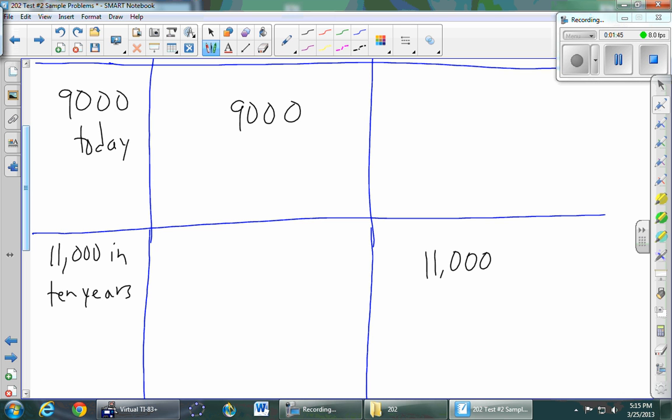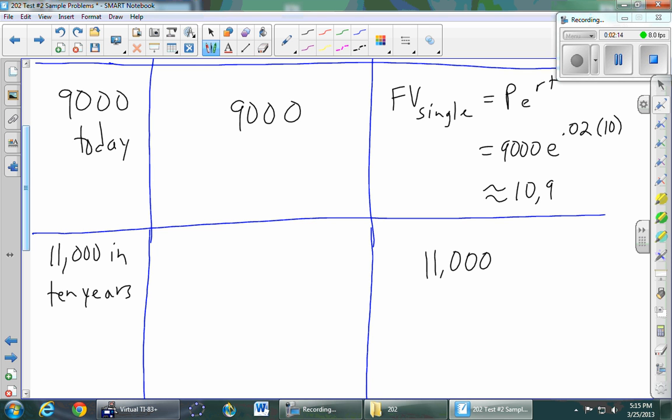So $9,000 today, future value is just a formula. Future value of just a single payment is given by P e to the rt. No calculus here, it's just a one-time thing. Calculus will come in with the 3rd option, which is the income stream. So $9,000 e to the 0.02, that's 2% annual interest, and then 10 years into the future, that's how long we have to wait. Type that into the calculator, we get about $10,992.62.